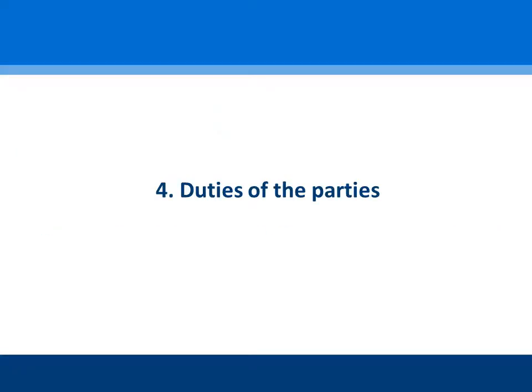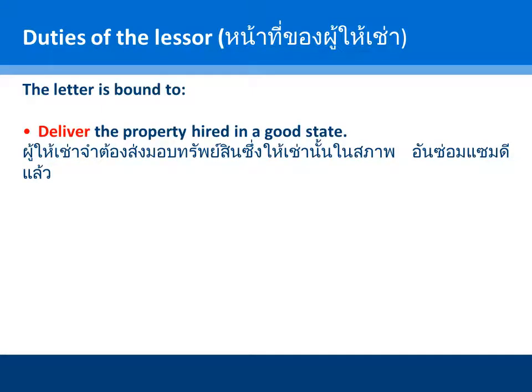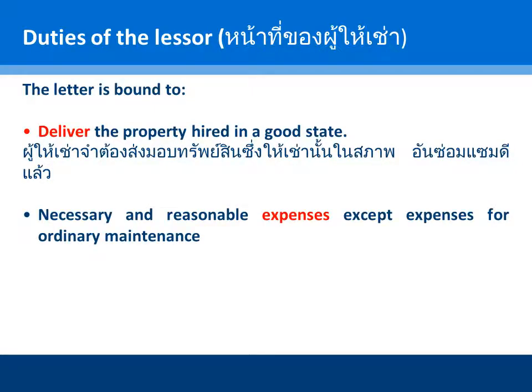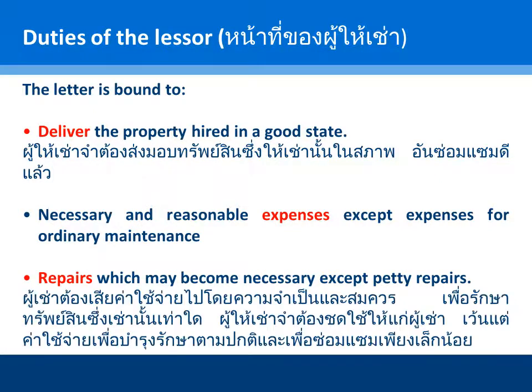What are the duties of the parties? The lessor is bound to deliver the property in a good state, to pay for the necessary reasonable expenses, except expenses for ordinary maintenance, and to pay for the repairs which may become necessary, except petty repairs. For example, if I am the lessor, I may need to replace the aircon, I may need to buy a new washing machine, I may need to paint the walls after a period of 5 years, for example.